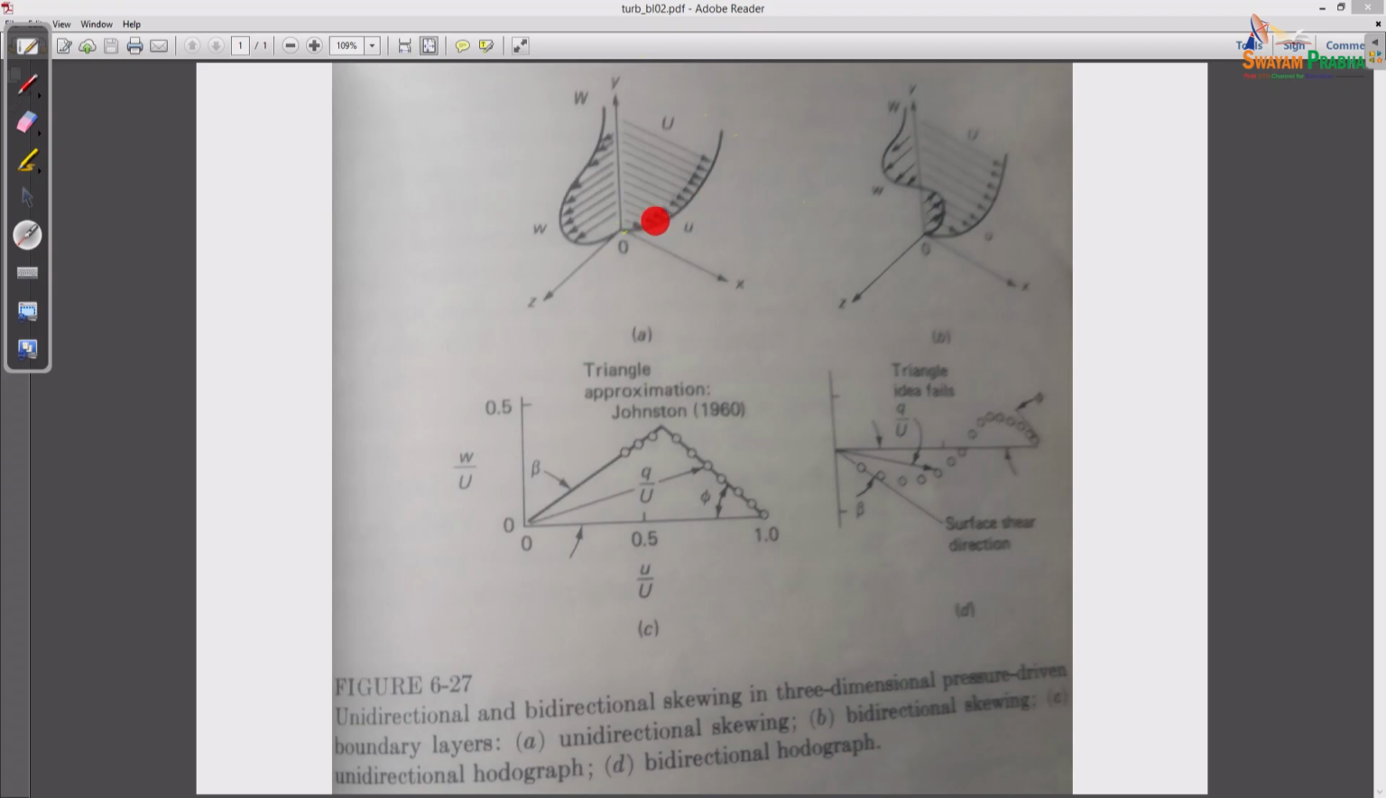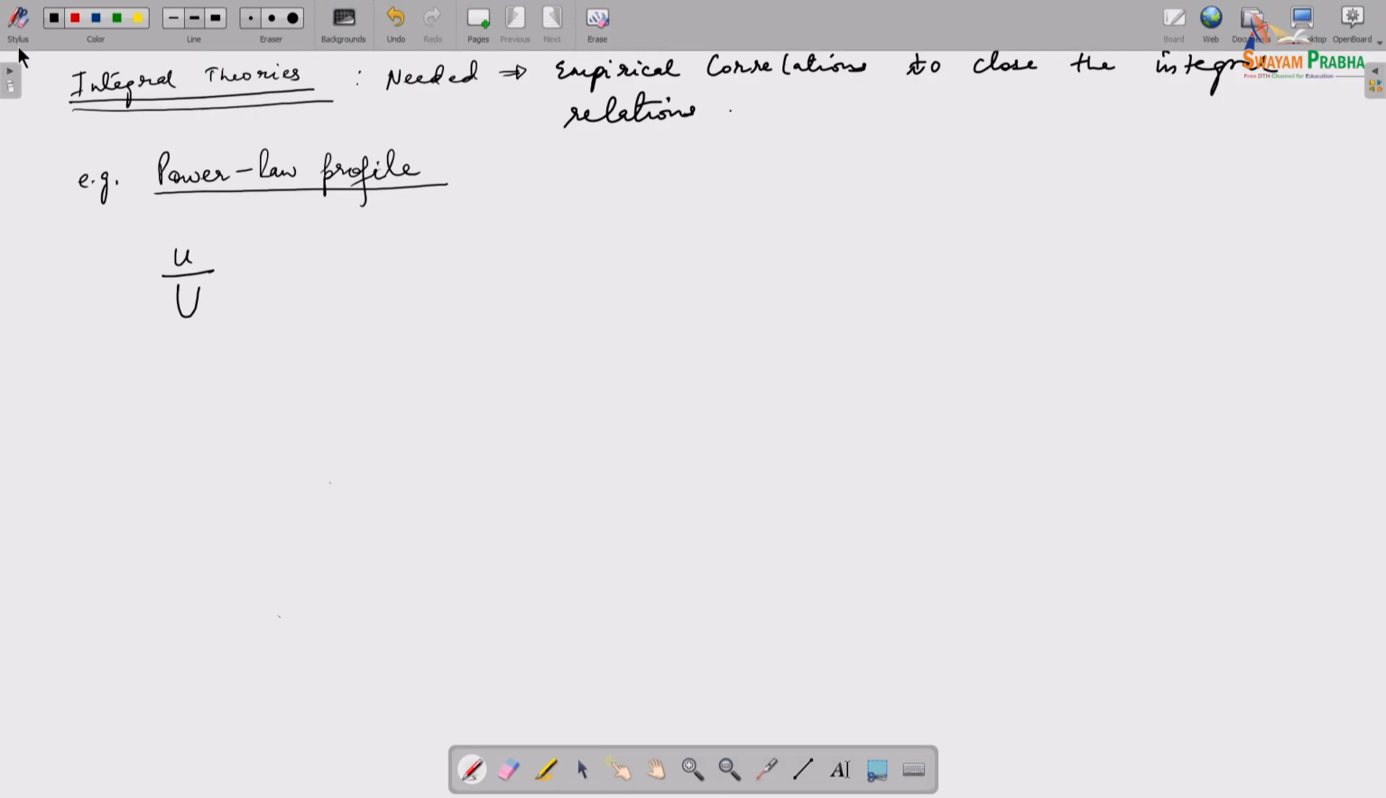So this is the u, within the boundary layer, and capital U is basically the component of the free stream in the x direction. Similarly, small w is the velocity in the boundary layer in the z direction, and capital W is the free stream component in the z direction. Okay.